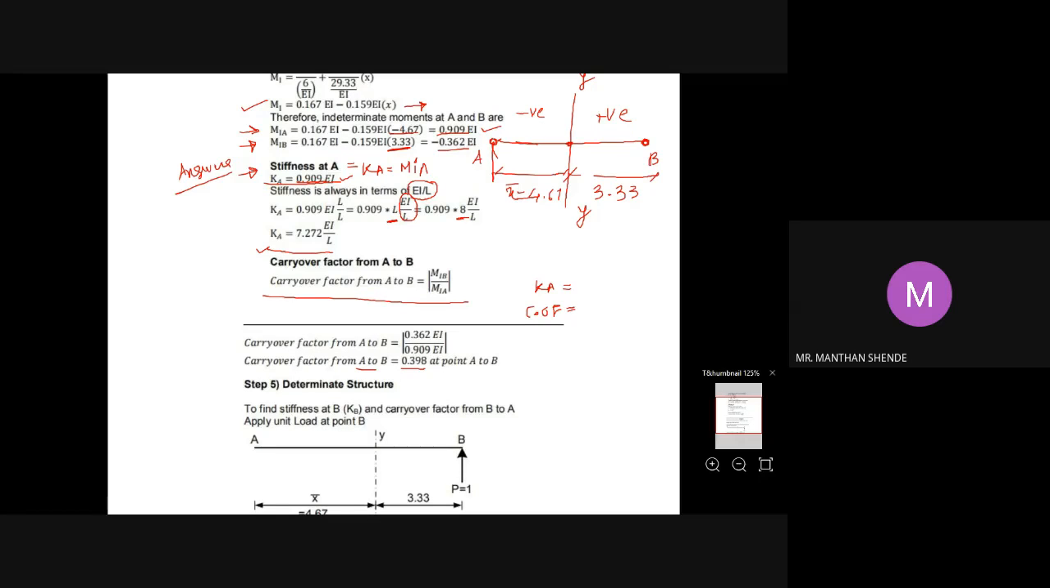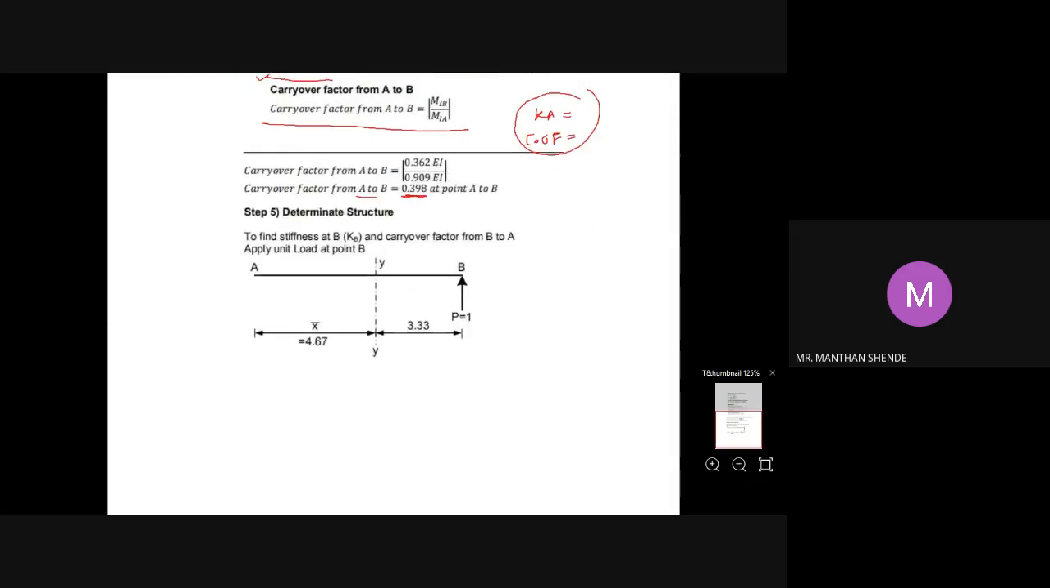And what is the carryover factor? 0.398 at points A and B. So this is the answer for the first part, stiffness at A and carryover factor from A to B. Then the next step, what do you have to find out? Stiffness at B, which is denoted by KB.